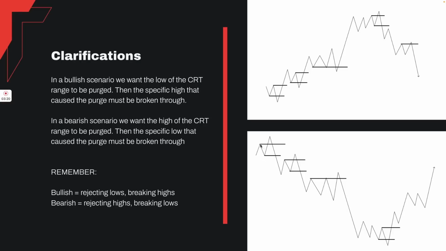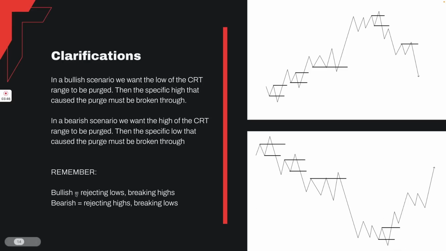This is the bearish scenario. High purged, low that caused the purge broken through. We are now bearish. Where do we reverse? As soon as we reject a low and break the high that rejected the low, price will reverse.